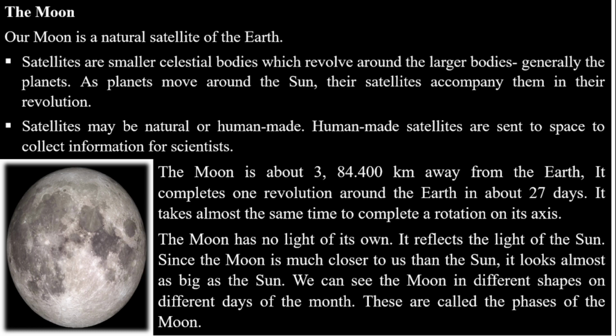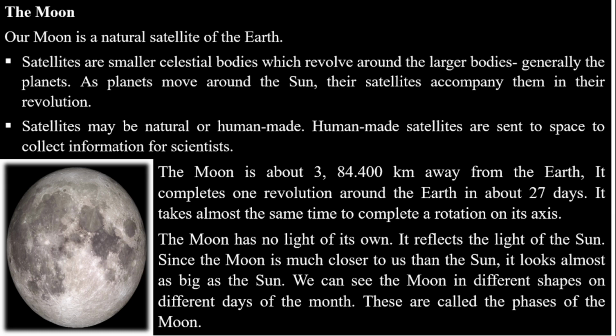And even now, we are sending different types of satellites, and we are able to get huge information about space through the modern technology of digital computers and everything. Thus, we are able to understand the moon is about, I mean, 4 kilometers away from the Earth, and it completes one revolution around the Earth in about 27 days.